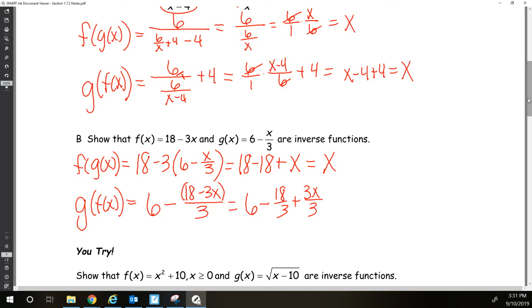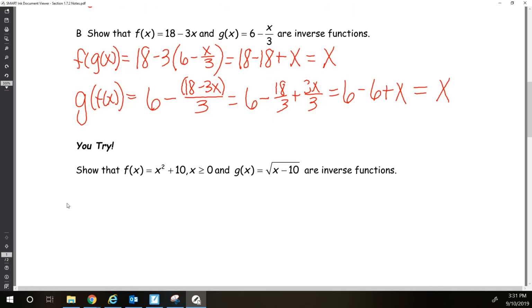Well, what's 18 divided by 3? That's 6. So I've got 6 minus 6 plus 3 over 3 cancels out. And we just have x left over. 6 minus 6 is 0, so that's equal to x. So we have showed that f of g of x is equal to x, g of f of x is equal to x. So these two guys are inverses of each other.